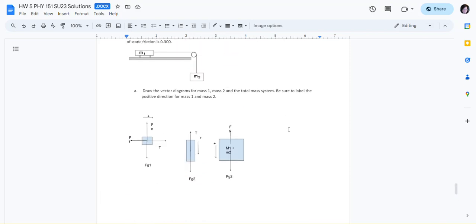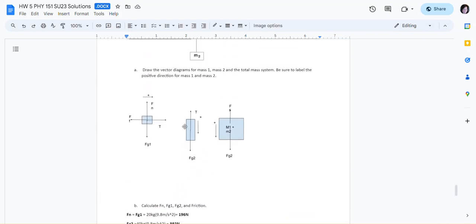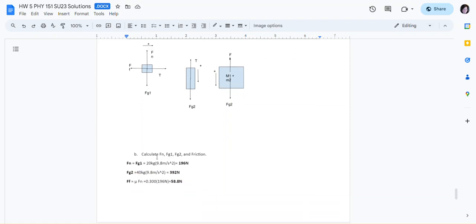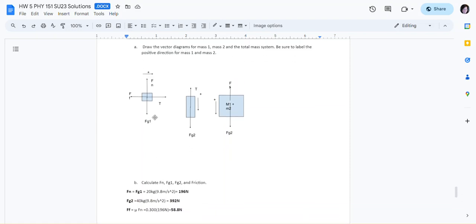And in number 7, you had a flat box on the table with friction. So it's got tension on it and friction on it, Fn on it and Fg1 on it. The net force for it would be tension minus Ff equals M1A. And the second mass is just like all the second masses, it's moving down. So it would have Fg2 and T on it. Its net force would be Fg2 minus T equals M2A.